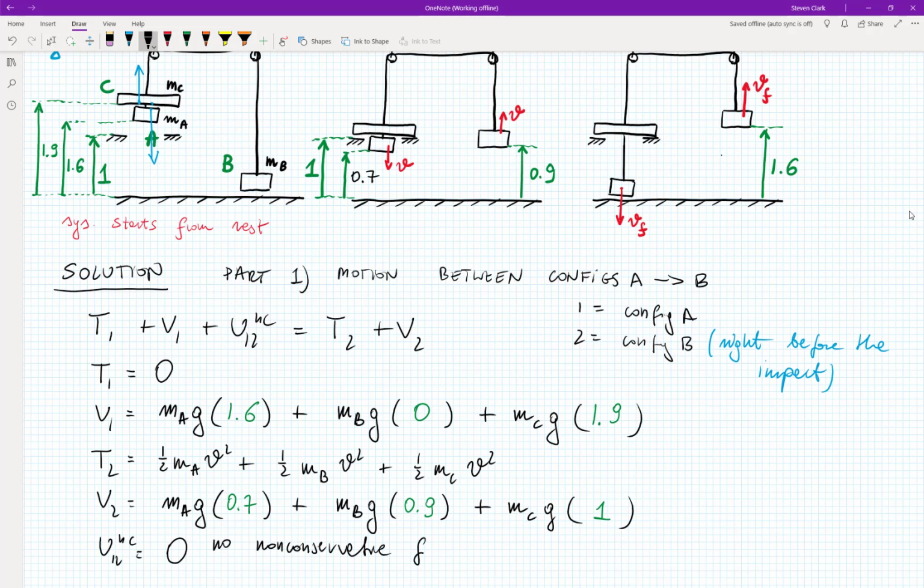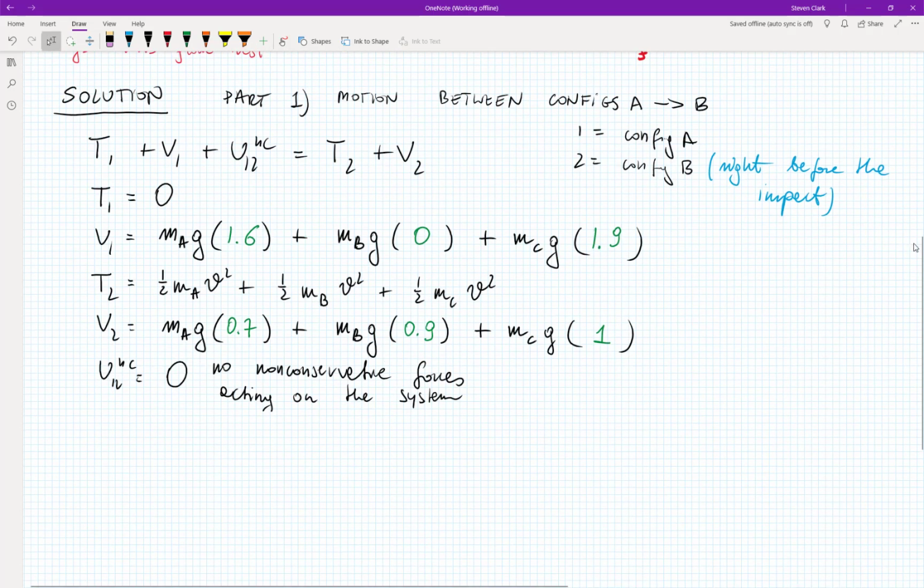Non-conservative forces acting on the system. We have some of them in the system. Yeah, they are internal forces, but they do zero work. Okay, guys, so that's it.